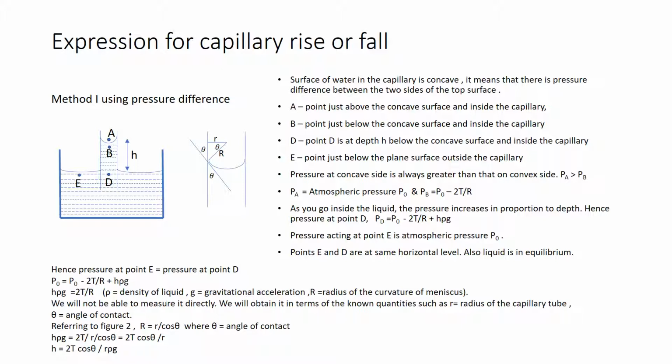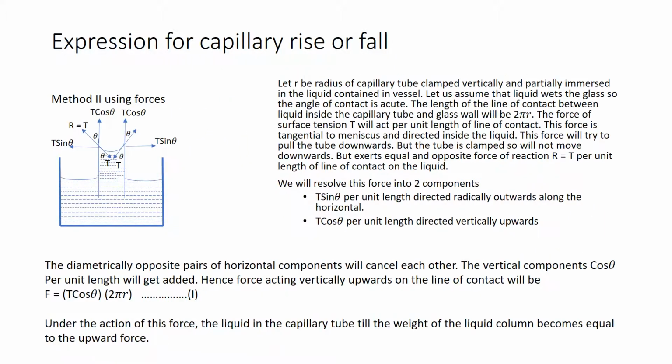Now we'll discuss the second method, which is also easy to understand, and in this second method we are going to make use of the forces. Here let us consider that we are using a capillary having radius small r. It is clamped using, say, a retort stand. The retort stand is not shown. It is clamped vertically and it is partially immersed in the liquid which is contained in this vessel.